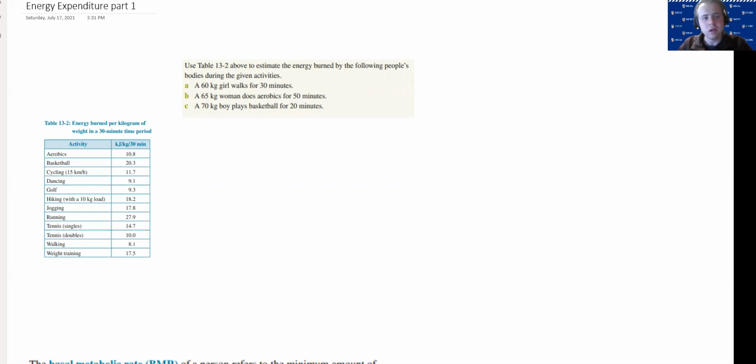We're going to be looking today at energy expenditure. So last lesson, we looked at nutrition and the energy that we gain from eating different kinds of foods. Today, we're looking at how your body expends that energy and at different rates. We're going to be looking at different ways that we can estimate and calculate that.